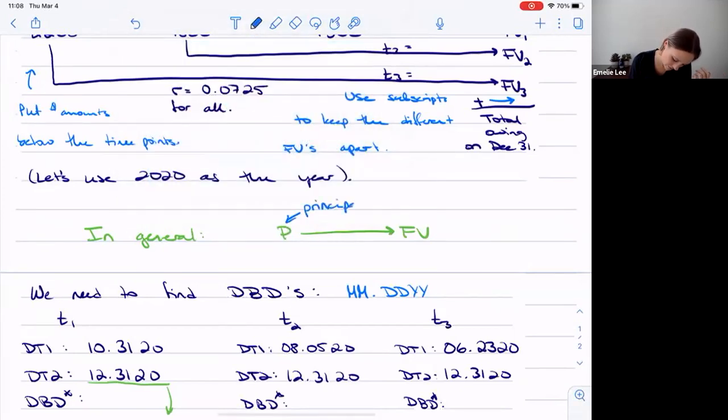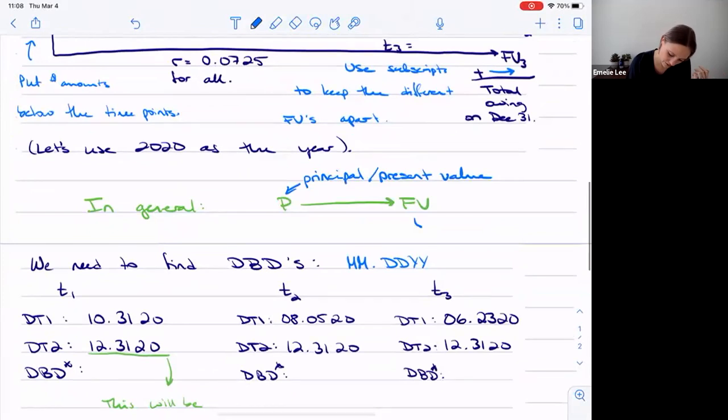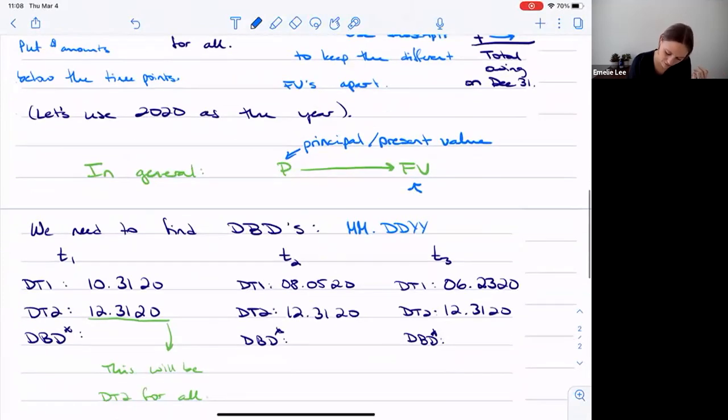The principal, or present value as we're going to call it later. I have no idea why we don't for simple interest, but that's okay. And then this is the future value, right? So if you get that relationship kind of ingrained, then that's a step in the right direction.